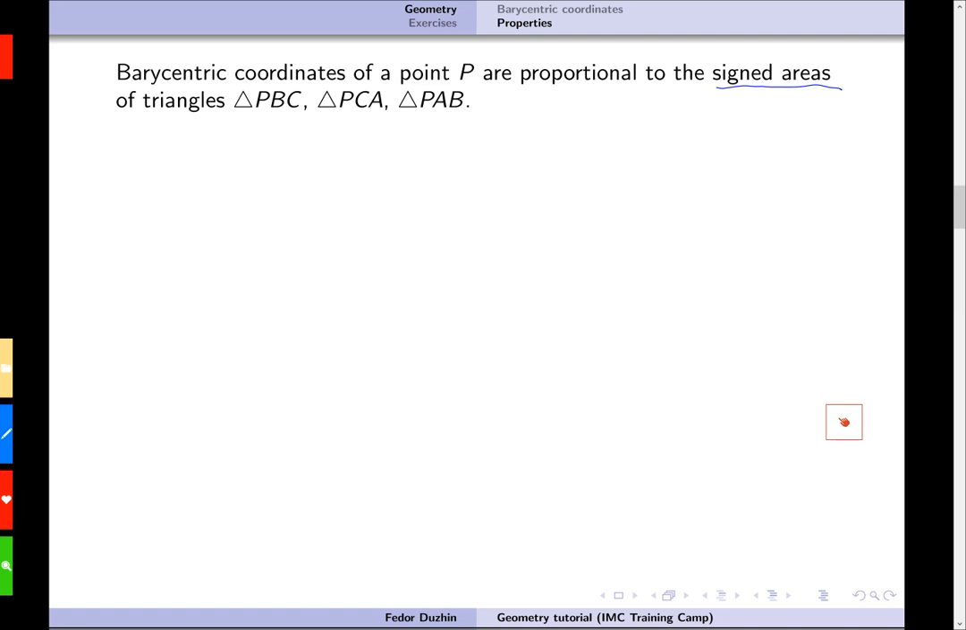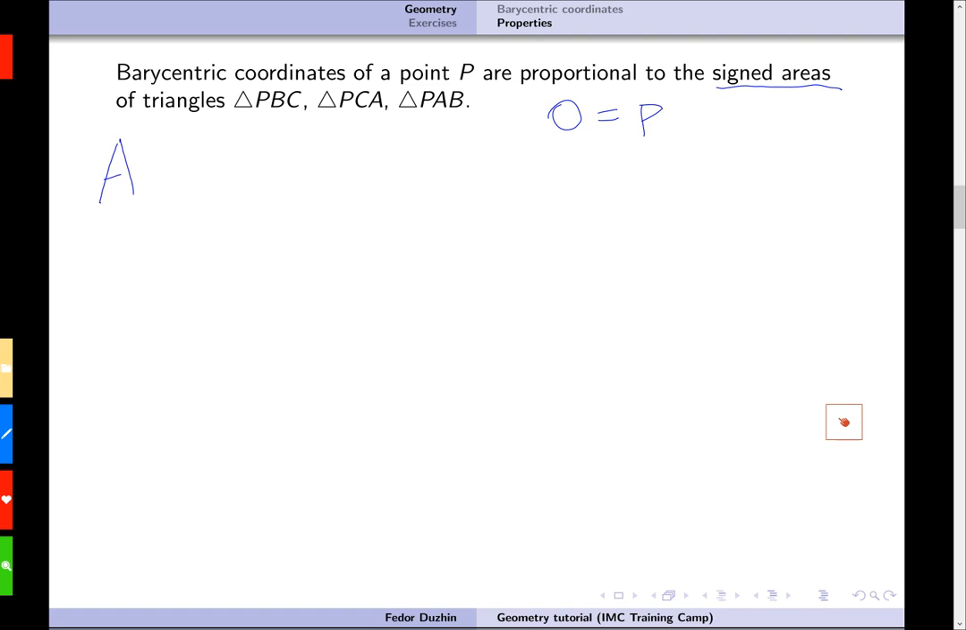Now, first of all, how can we do this? Barycentric coordinates do not depend on the choice of the origin, and here it is convenient to choose the origin at the point P itself. And if we choose the origin at the point P itself, then what we need to show is really just the following.